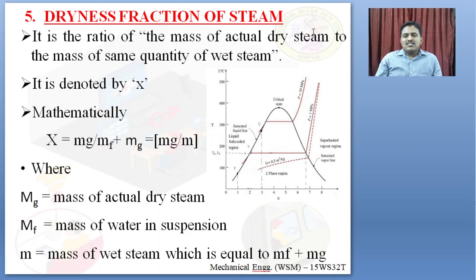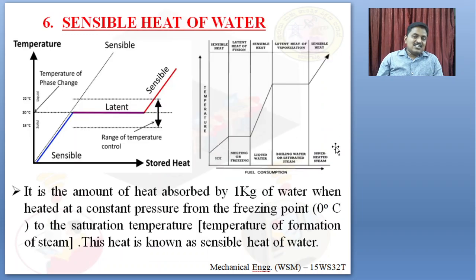The ratio of the mass of actual dry steam to the mass of the actual quantity of wet steam is known as the dryness fraction. What does this indicate? It indicates the amount of dryness in the steam. Suppose the dryness fraction X is equal to 0.7, it means 70% of the steam is dry and 30% is wet. Suppose it is 0.9, converting into percentage, 90% of the steam is dry and the remaining 10% is wet.